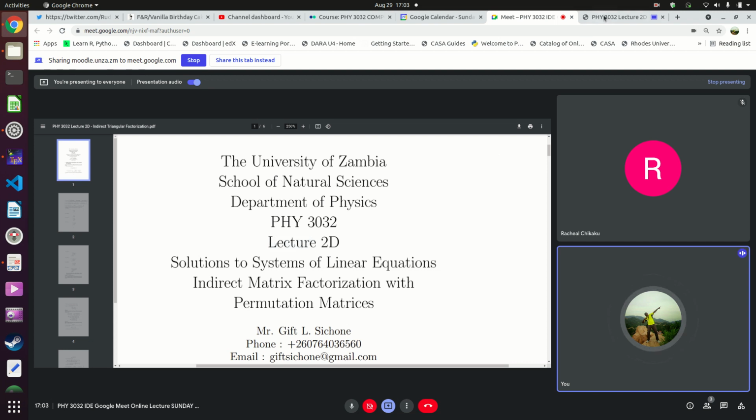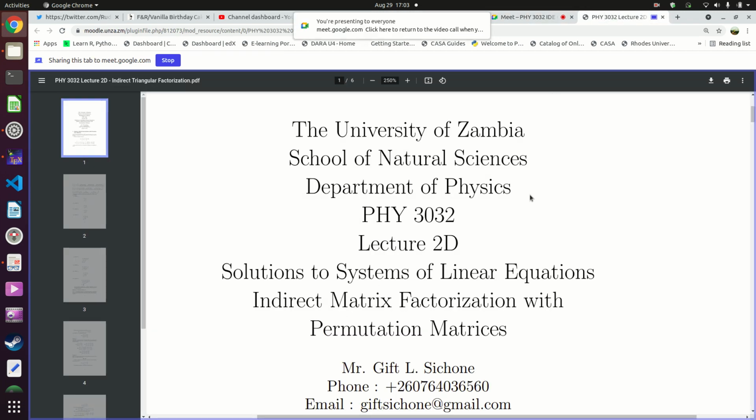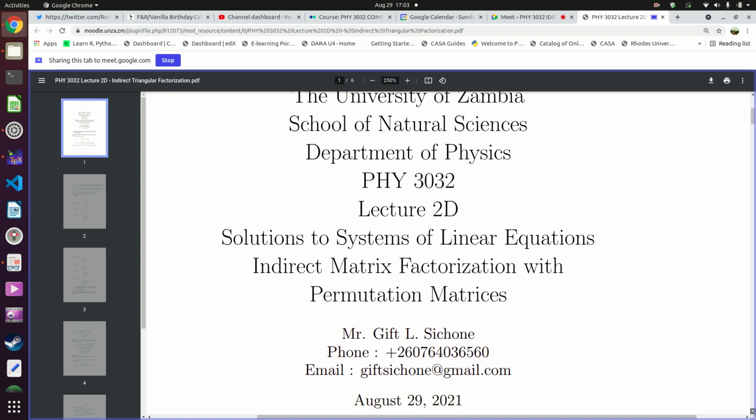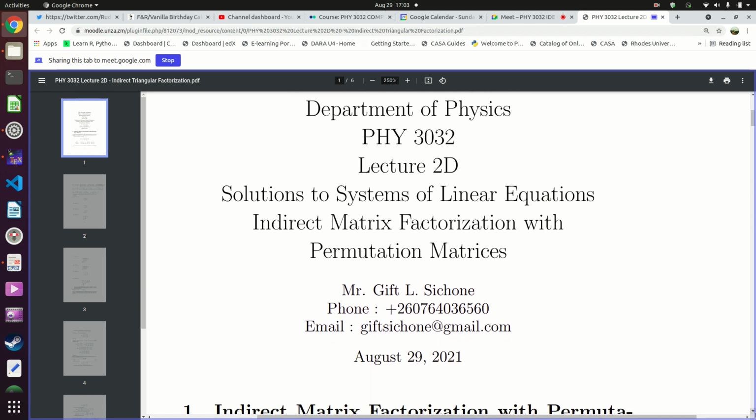Okay, so when we were doing LU decomposition, we had a matrix A which you could split into L and U without doing any row interchange. That was what we referred to as direct factorization.